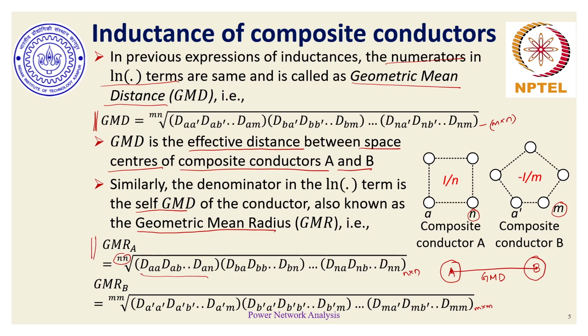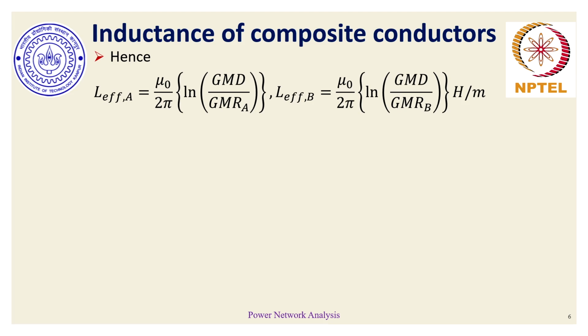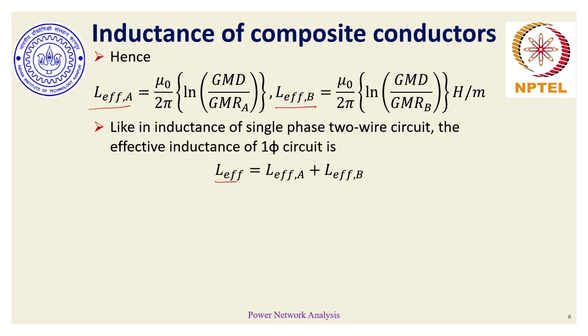Given that we now understand what GMD and GMR are, let's see how these can be further simplified. In terms of GMD and GMR, the effective inductance of A and the effective inductance of B can be written. Since this represents a single phase two wire circuit where the space between these two conductors has additive magnetic flux lines, the way the currents flow in them as per the right hand rule, the effective circuit inductance, the way we did it for the single phase 2-wire circuit, is the addition of the inductances of the respective conductors A and B.